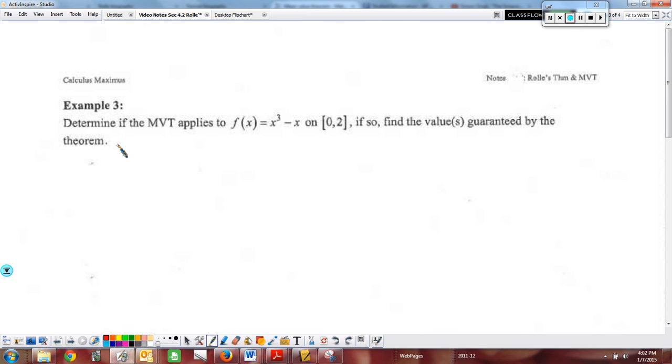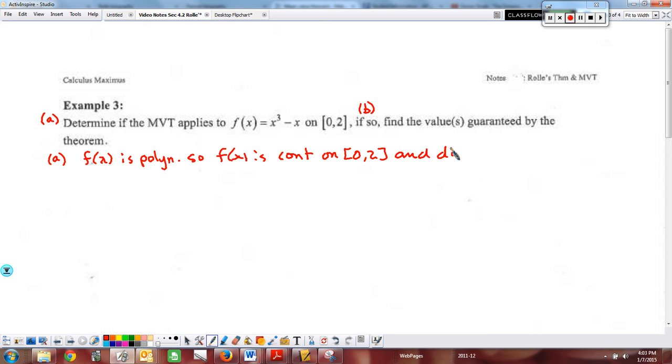So some examples using this. We're going to determine if the mean value theorem applies to this function on the closed interval 0 to 2. That's part A, determine if it applies. And then if we are guaranteed to have a value, part B is I would like to find it. So let's do part A first. We have again a polynomial. So f of x is a polynomial, so f of x is continuous on 0 to 2 and differentiable on the open interval 0 to 2.